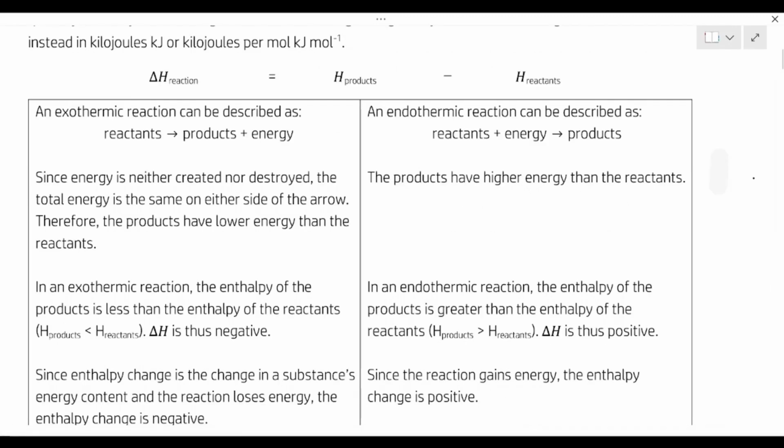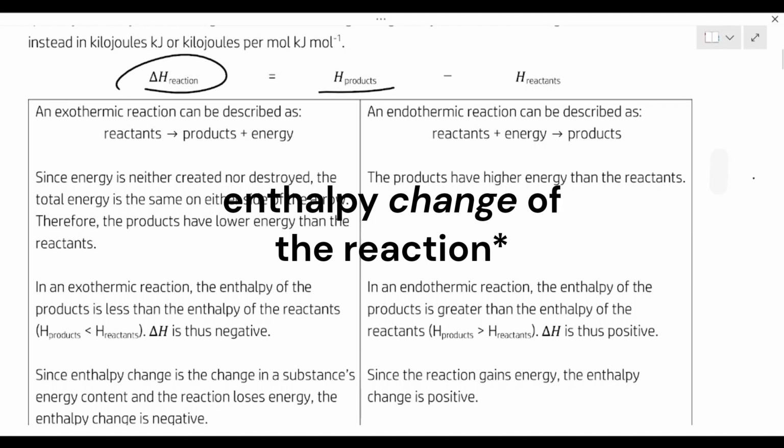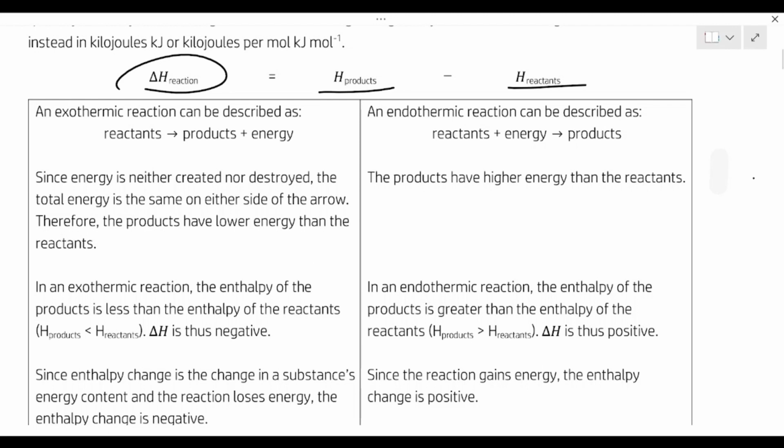In an exothermic reaction, the enthalpy of the products is less than the enthalpy of the reactants, as you just said, because the enthalpy is the energy content of a substance. And because of that, delta H is negative, because as we said, the enthalpy of the reaction is the enthalpy of the products minus the enthalpy of the reactants. If the enthalpy of the products is smaller, then you're doing a smaller number minus a bigger number, which is going to give you a negative. Therefore, delta H is negative.